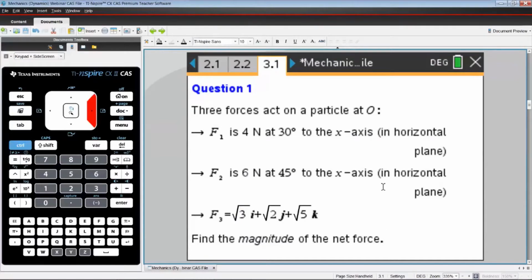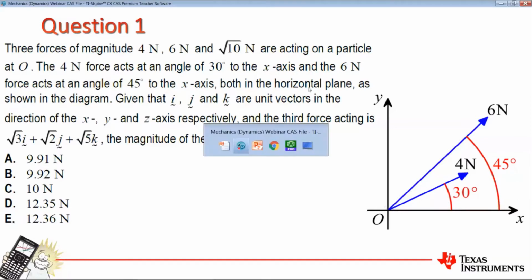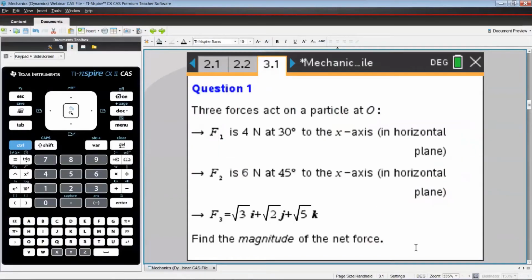We have three forces that act on a particle at the origin. Here is a picture of two forces. The first force is a 4 Newton force that acts at an angle of 30 degrees to the x-axis, and it's entirely in the horizontal plane. The second force is a 6 Newton force that acts at an angle of 45 degrees to the positive x-axis, and that is also entirely in the horizontal plane. Finally, we have the third force, which is root 3 i plus root 2 j plus root 5 k, which is not shown on that two-dimensional diagram. This notes page effectively summarizes the information that was in the question.